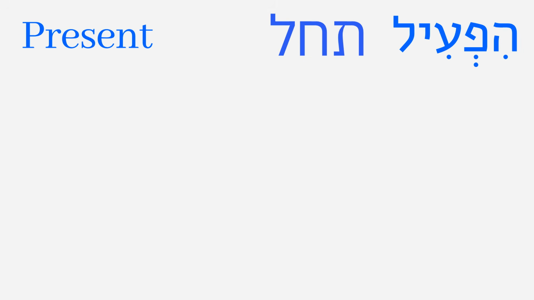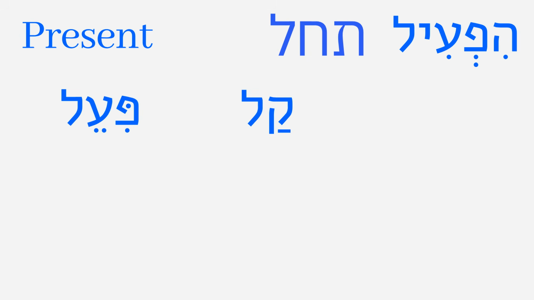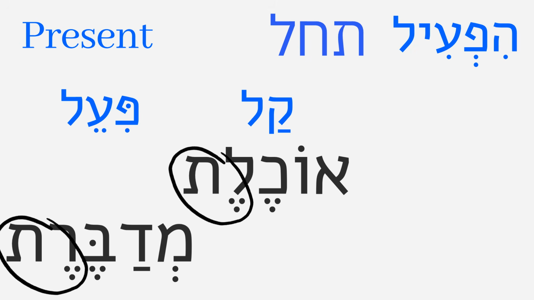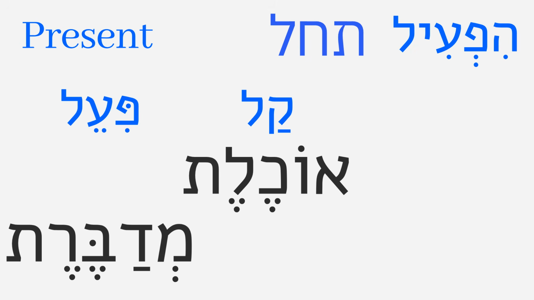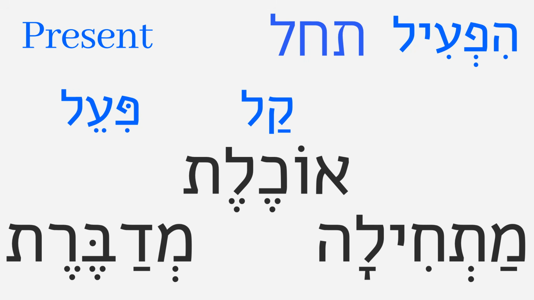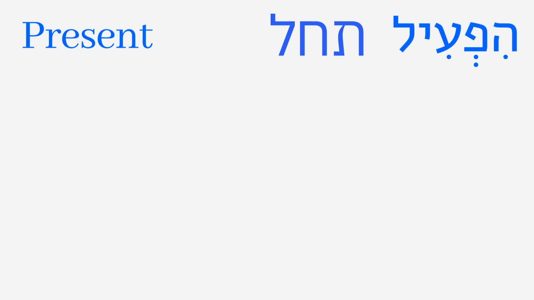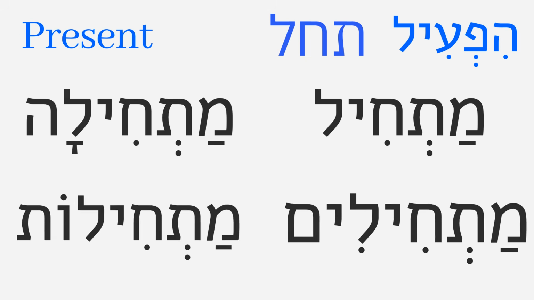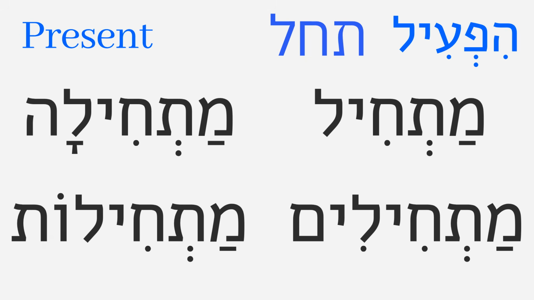Verbs in other binyanim, like the kal and pl, make the feminine singular form of the present tense with an et ending, as in ochelet and maraberet, eats and speaks. But the Hiphil uses an a ending for this form, as in matchila, starts. Also, unlike the kal and pl, the masculine singular form of a Hiphil present tense does not need to change any vowels when endings are added to make the other forms.